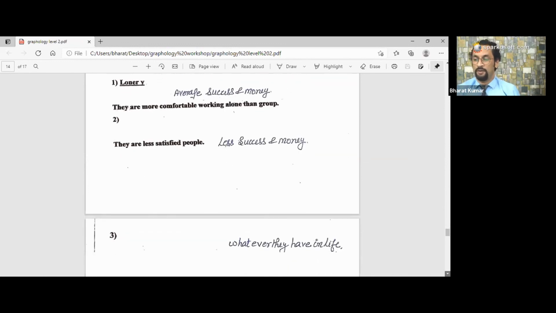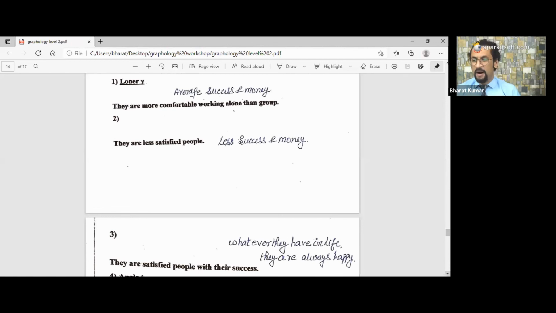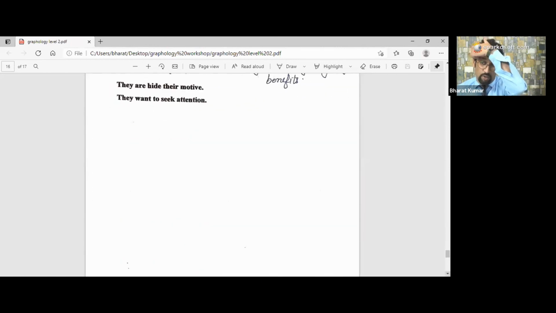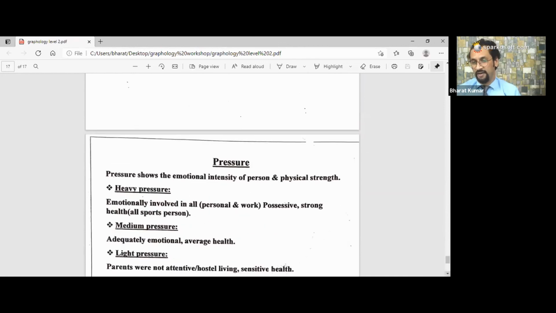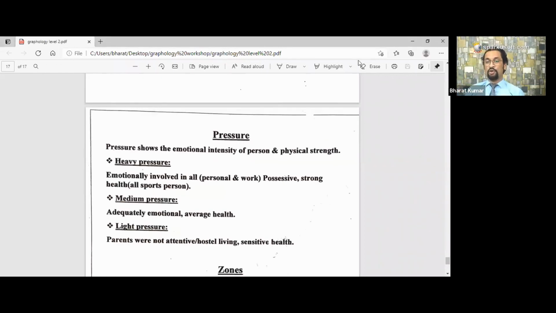Next, I am giving you an idea about the next level, what we are going to study in the next level. And these 2 points are extremely important to identify whose writing this is.